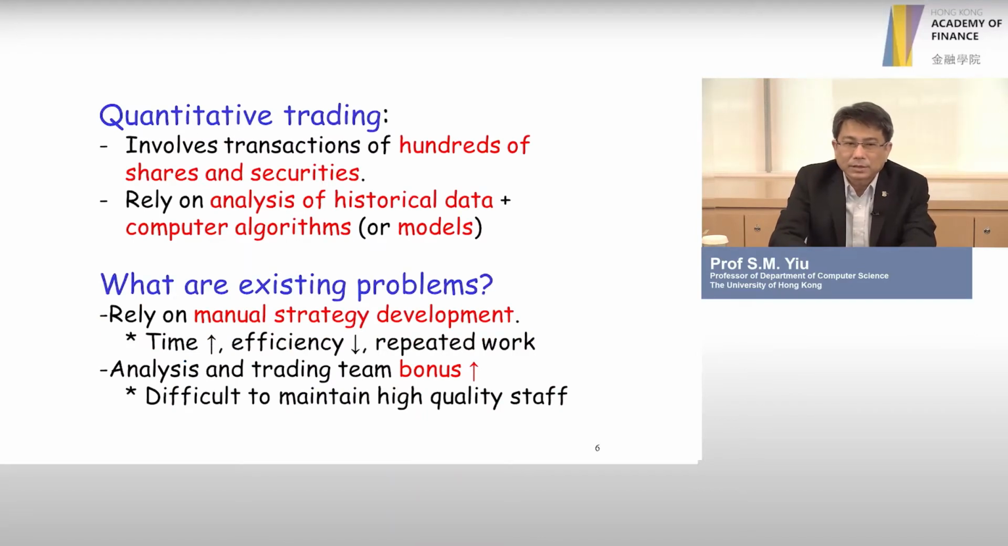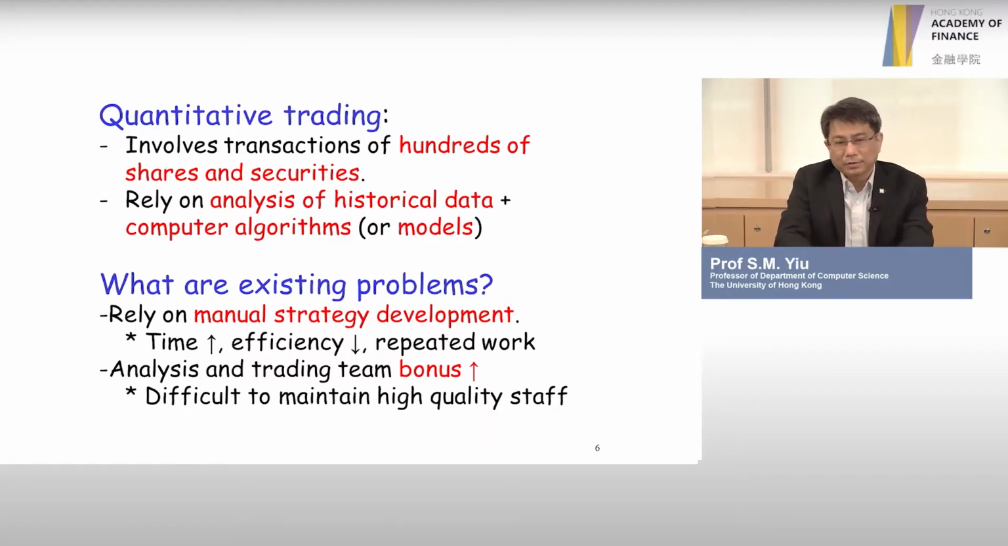All right, because time is limited, I will quickly get into one of the examples where we use algo trading a lot in the industry, which is called quantitative trading. Let me give you some characteristics of quantitative trading. Usually it involves transactions of hundreds of shares or securities. It also relies on the analysis of historical data, computer programming, computer algorithms or some mathematical models.